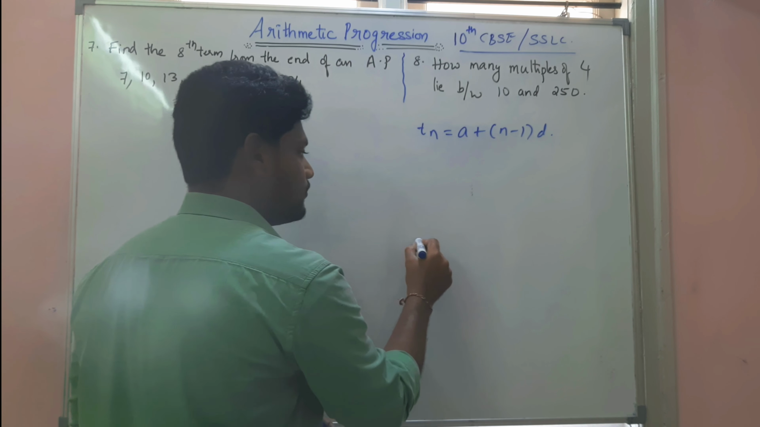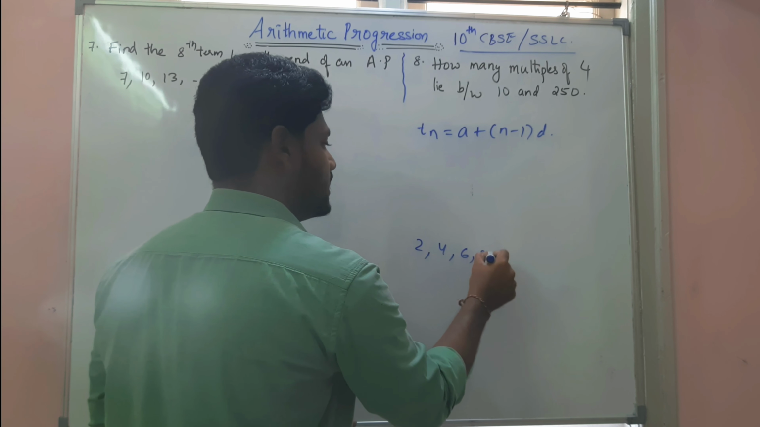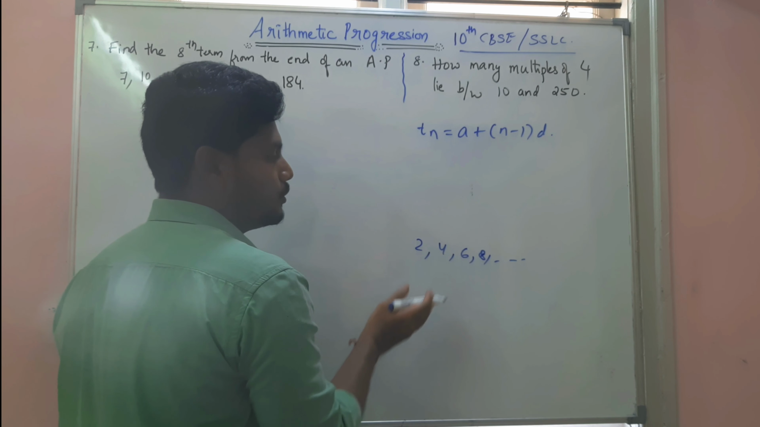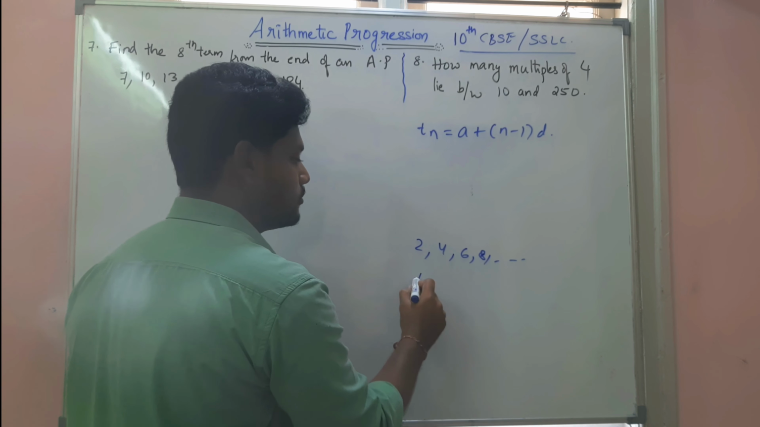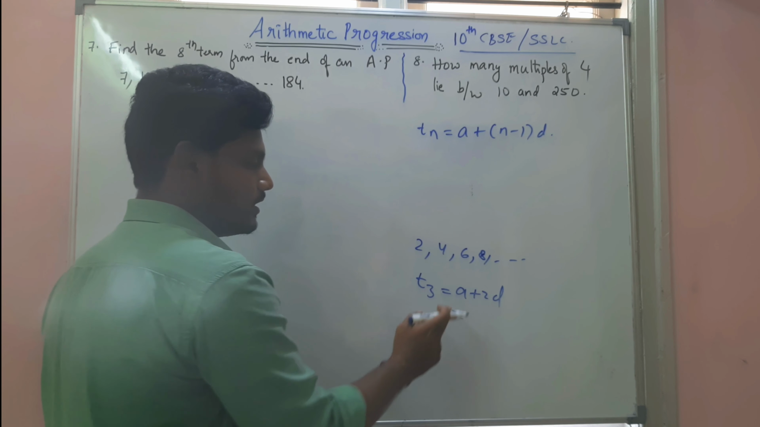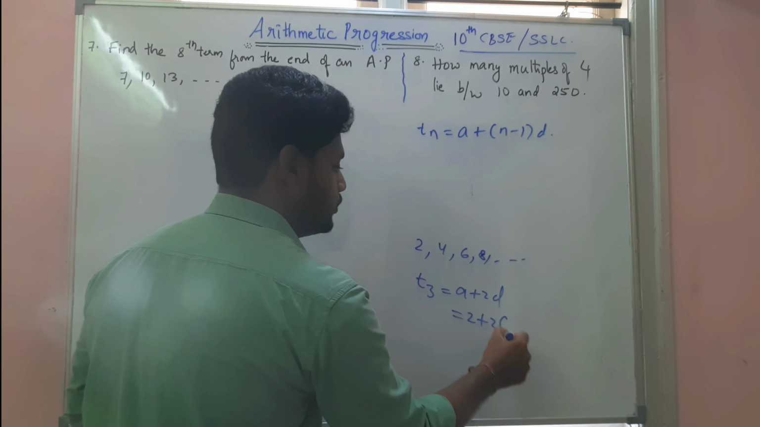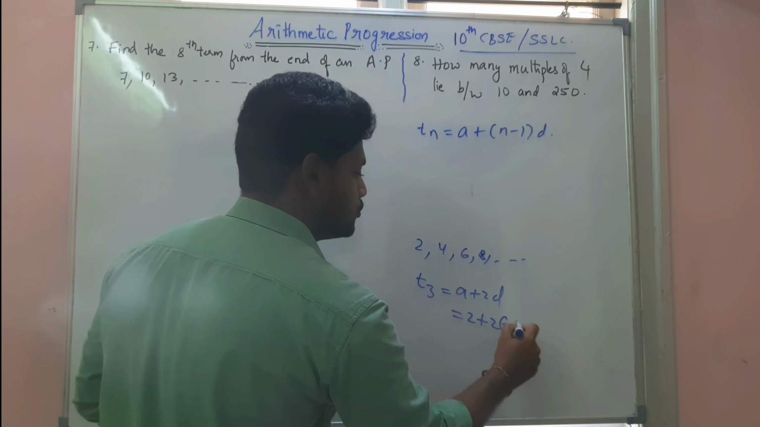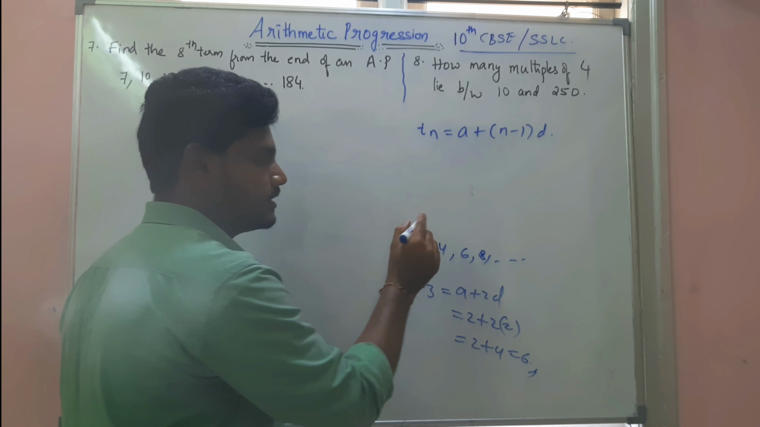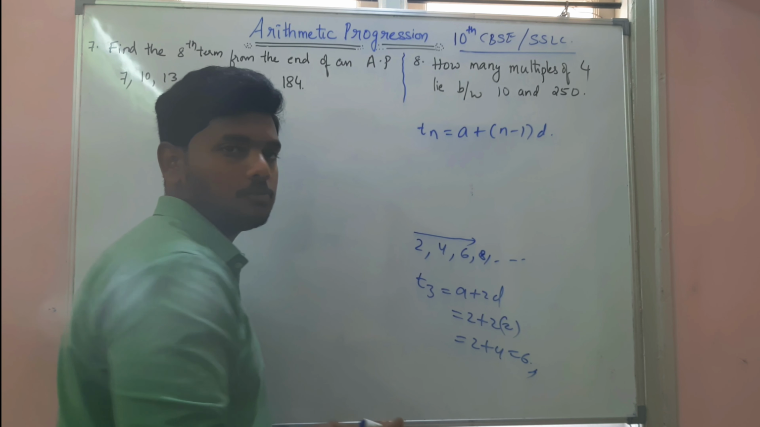For example, 2, 4, 6, 8, and so on. Starting from the beginning, like for example, T3 we need to find out. T3 is equal to A plus 2d, where A is 2, plus 2 into the common difference, 4 minus 2, which is 2. Nothing but 2 plus 4, that is 6. From the start, the first term or second term or third term, we can find.